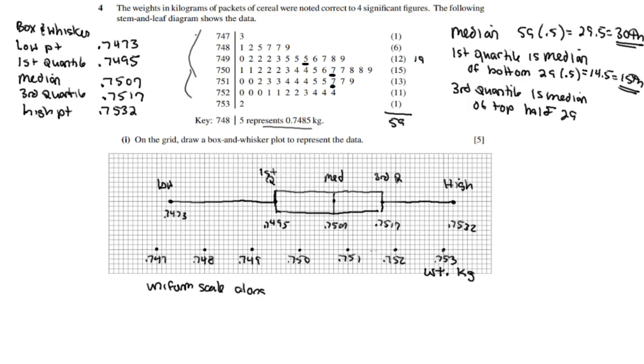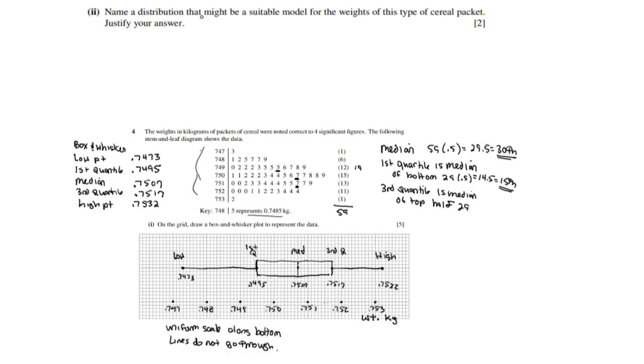What's important is that you have a uniform scale along the bottom and that the lines don't go through the box. That's something that's listed on the marking scheme that they obviously look for. All right, now the next one. What we're talking about is name the distribution that this could be.